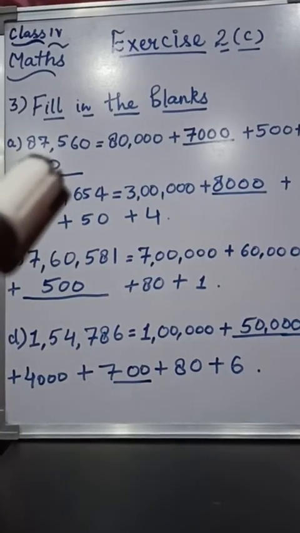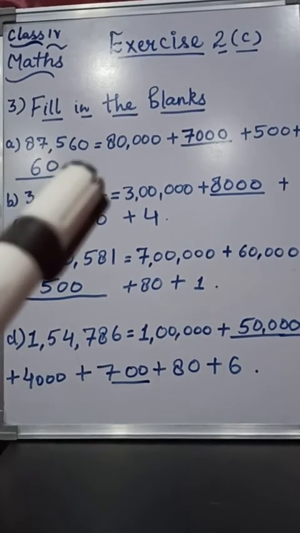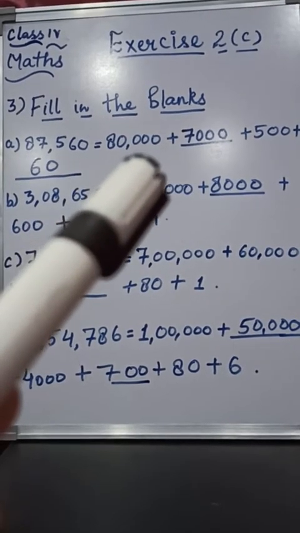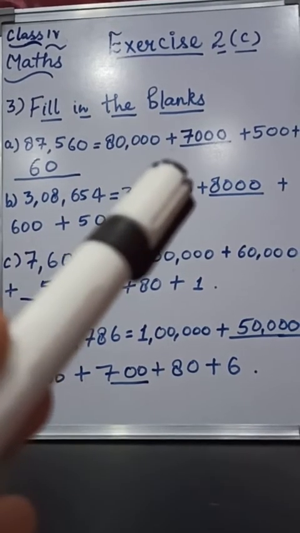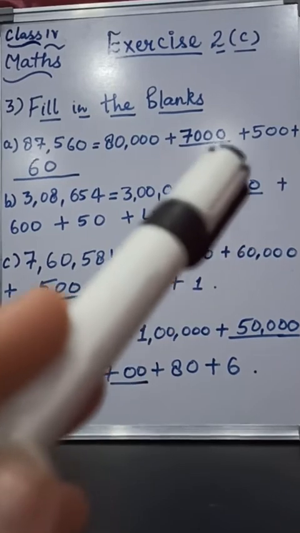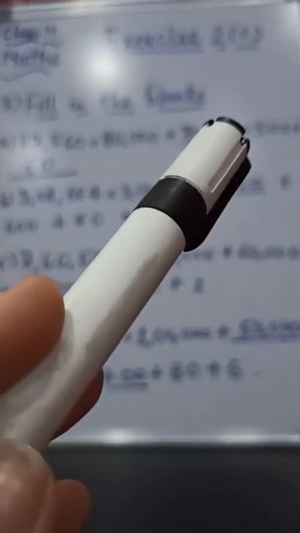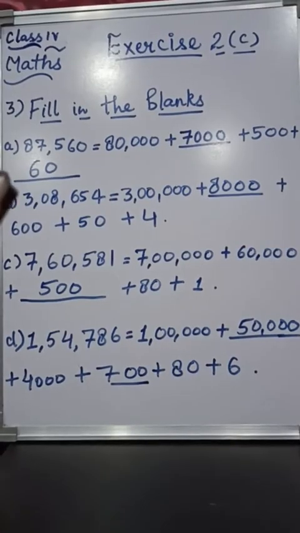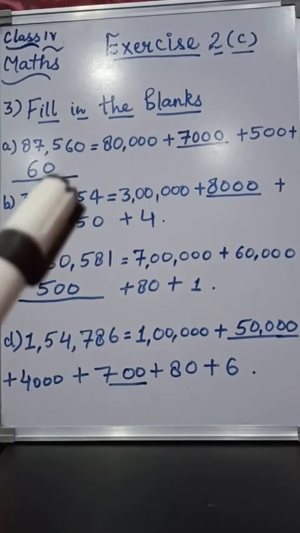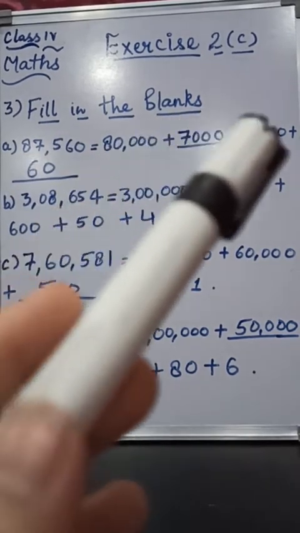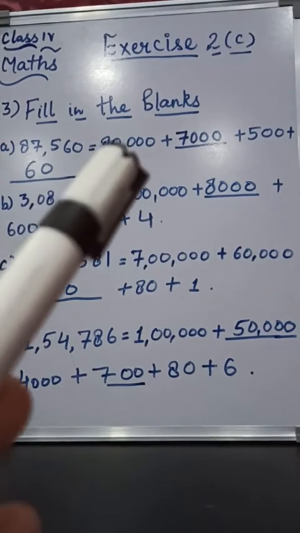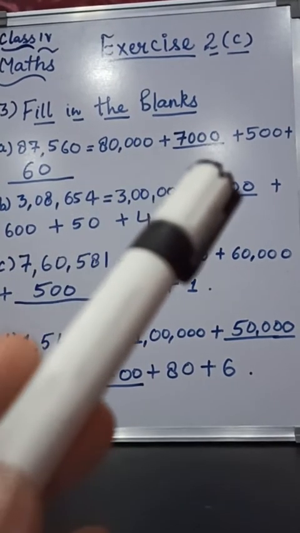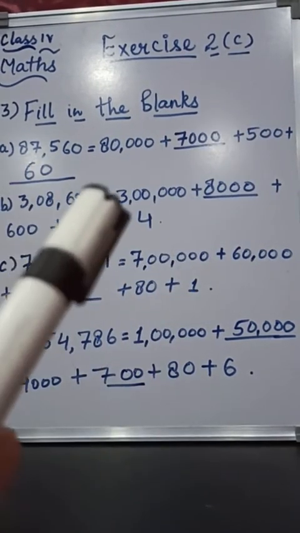Like question A is 87,560. So in expanded form, how are we going to write? First of all, 80,000 plus a blank is given. So what will come? 7,000 plus 500 plus 60. Clear, all of you? So this is the expanded form of 87,560. Means 80,000 plus 7,000 plus 500 plus 60.